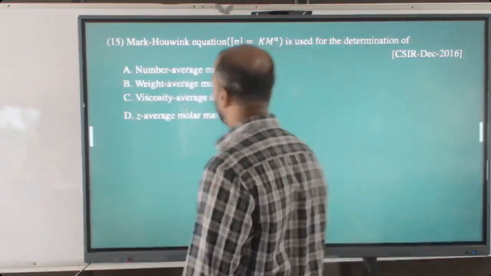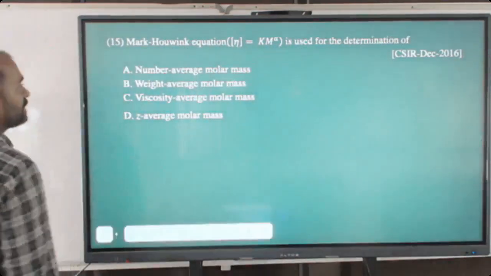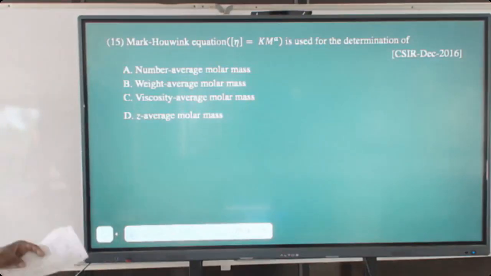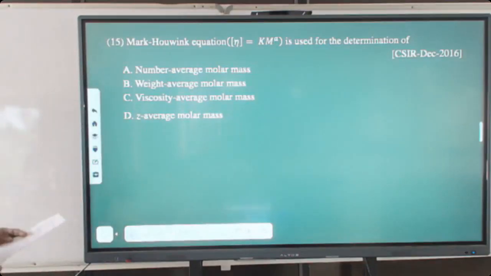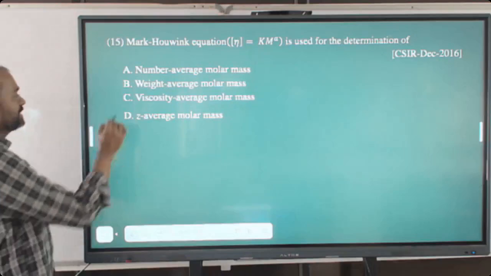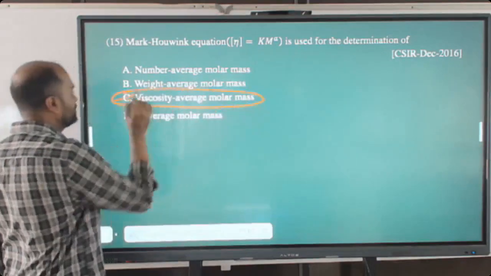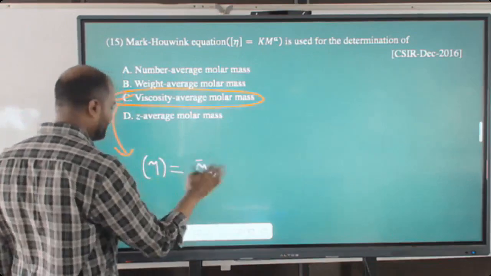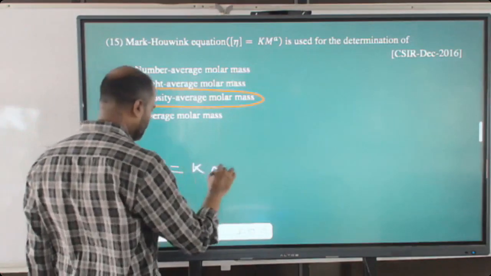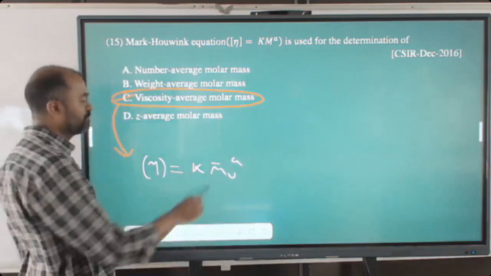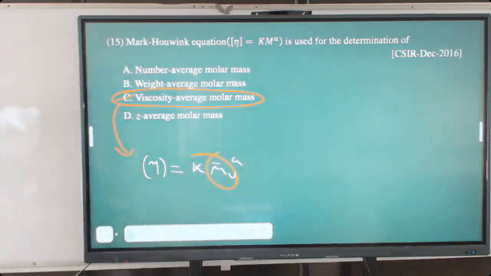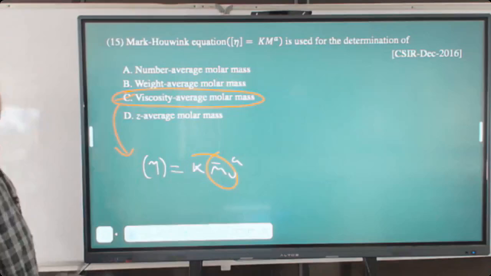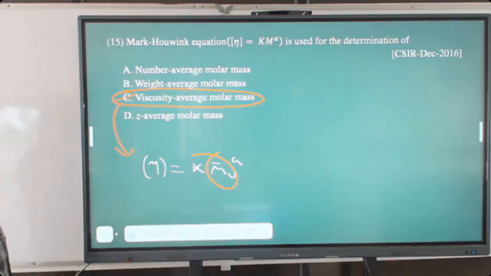This is question number 15. The Mark-Houwink-Sakurada equation is used for the determination of what? Which will be the correct answer? Option C, viscosity average molar mass. This equation, eta is equal to K M raised to a, is used for determining viscosity average molar mass. Option C is the correct answer. 15, option C. A very easy question.